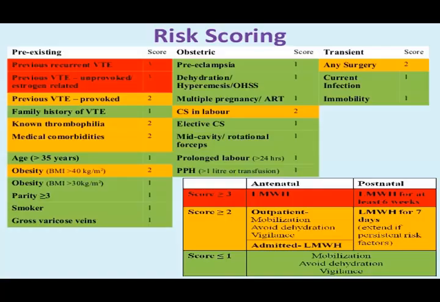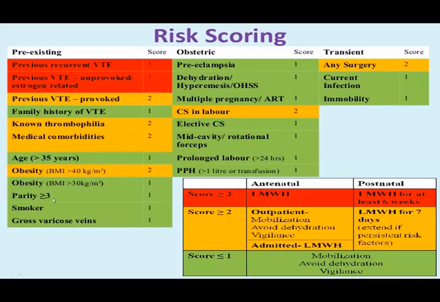Now, again, coming to the risk scoring. If there is a previous VTE that was unprovoked or estrogen-related, then they are high risk and have a score of 3. A previous VTE provoked by surgery or immobility was for the time being, so it is of lesser risk. If there is a family history of VTE, the risk is 1, but not for the patient herself. Known thrombophilia is 2 and medical comorbidities is 2.